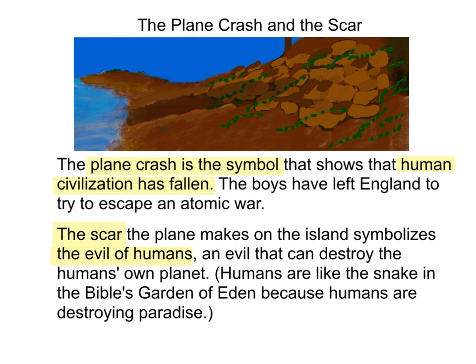The plane crash and the scar. The plane crash is the symbol that shows that human civilization has fallen. The boys have left England to try to escape an atomic war. The scar the plane makes on the island symbolizes the evil of humans, an evil that can destroy the human's own planet. Humans are like the snake in the Bible's Garden of Eden because humans are destroying paradise.